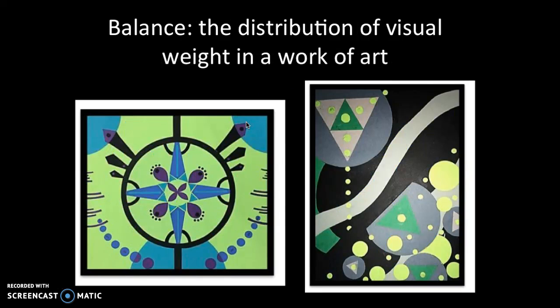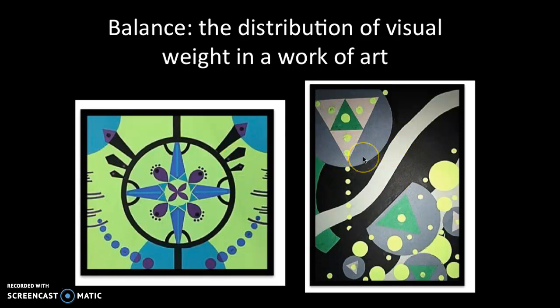Okay, the next box up above is balance. Balance is when an artist distributes visual weight in a work of art. So what that just means is all the elements in the work of art are balanced. Not one side of the work of art is heavier with lines and shapes than the other side. So this work of art here is very balanced from the center. Your eye might start here and then travel around and around and around, and all the elements look like they're very balanced and working together. So this side isn't heavier than this side.